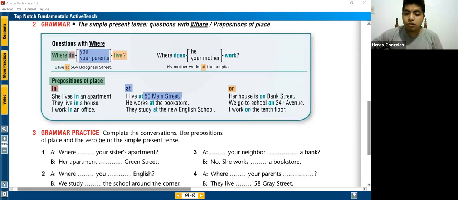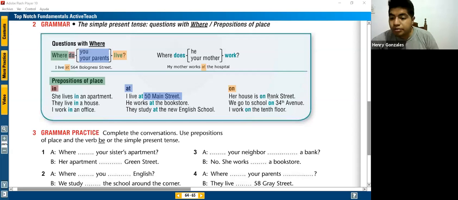And also, students, we use at with street, ¿no? Con las calles, donde esté algo en específico, con un número, ¿no? Dirección exacta. And also, well, with public places, lugares públicos, no? The bookstore, the bank, the English school, right? And also, well, let's continue with on, the preposition on, right?